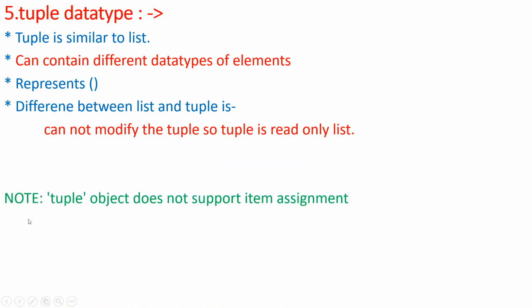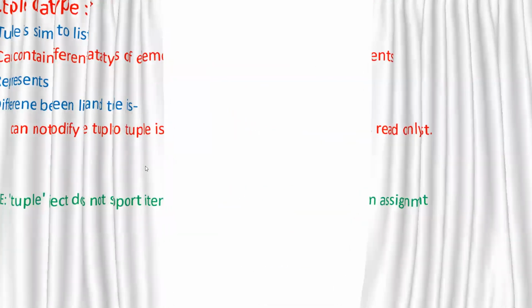Note one more point: a tuple object does not support item assignment. That is the same point as this. Only two differences you have to remember. First, it is represented by a pair of parentheses, and second, you can't modify the tuple object. If you need to do modification, then you have to take the list. Simple or not?